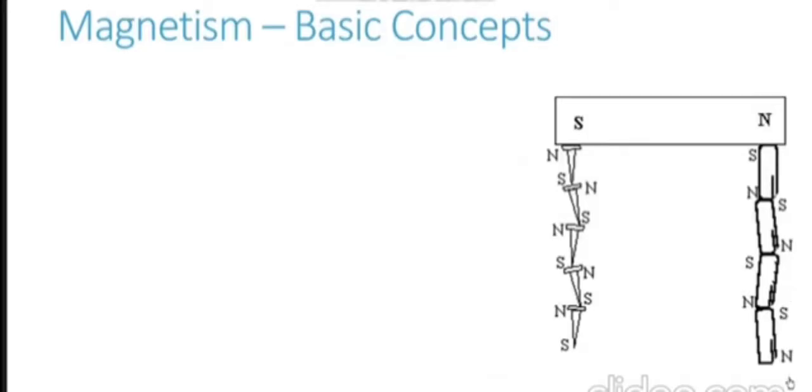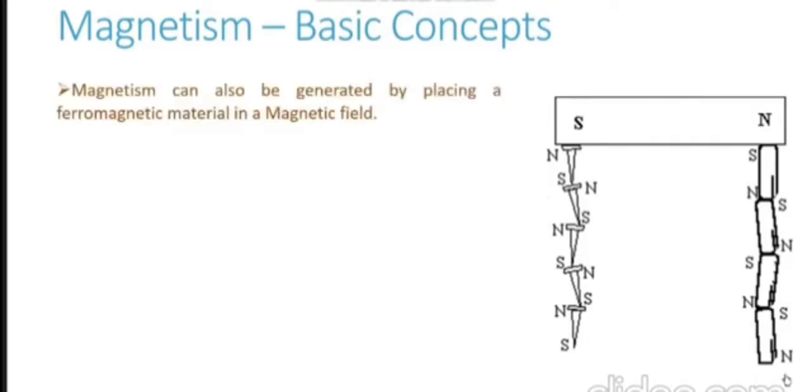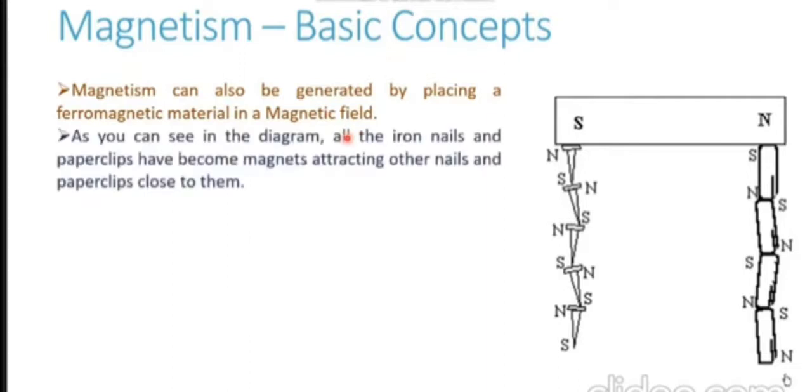Let's now go into the second method, which can be used to convert a ferromagnetic material into a magnet. This method is known as induced magnetism. Magnetism can also be generated by placing a ferromagnetic material in a magnetic field. As you can see in this particular diagram, we have some iron nails and some paper clips which are clinging or attracted toward this bar magnet.